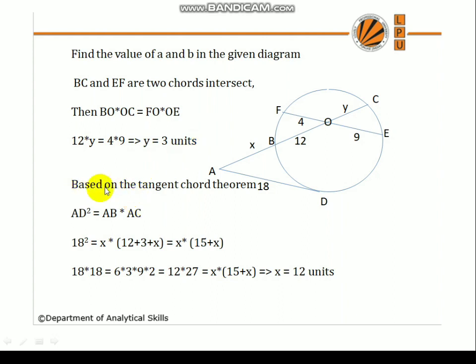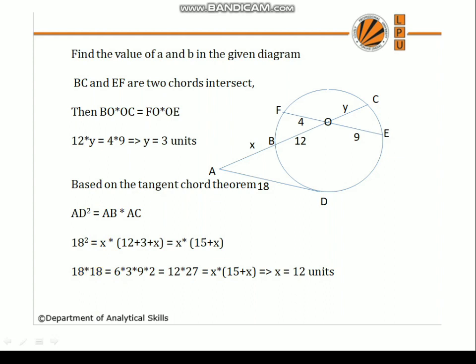Next, based on the tangent chord theorem, as I already said, AD square is equal to AB into AC. So what is AD square? 18 square. What is AB? x, which we don't know. What is AC? x plus 4 plus y. Just now we got y value as 3. So it is x plus 12 plus 3, which is x plus 15. So 18 square is equal to x into x plus 15. What is 18 square? 324, or you can write it as 18 into 18 itself.